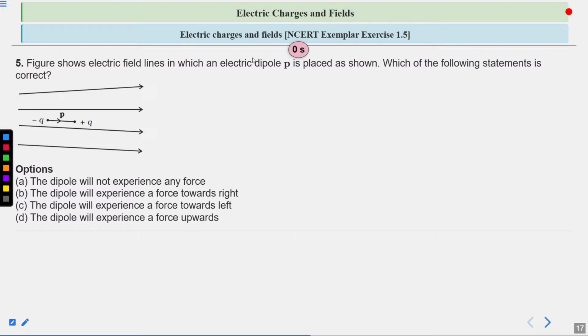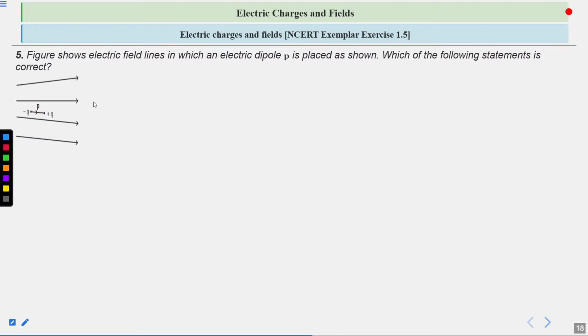Here, an electric dipole. You know what is electric dipole? A system of charges which consist of two equal and opposite charges. So minus Q and plus Q. They are separated by small distance, that is 2a. So here our electric dipole is placed in electric field line, in the electric field. So our correct answer is C. The dipole will experience a force towards left.